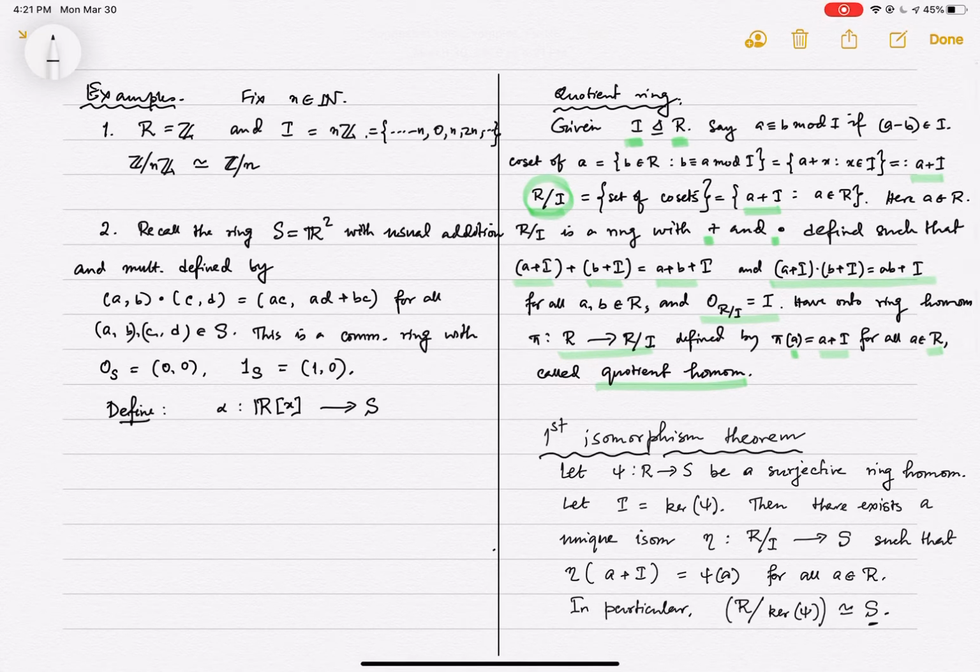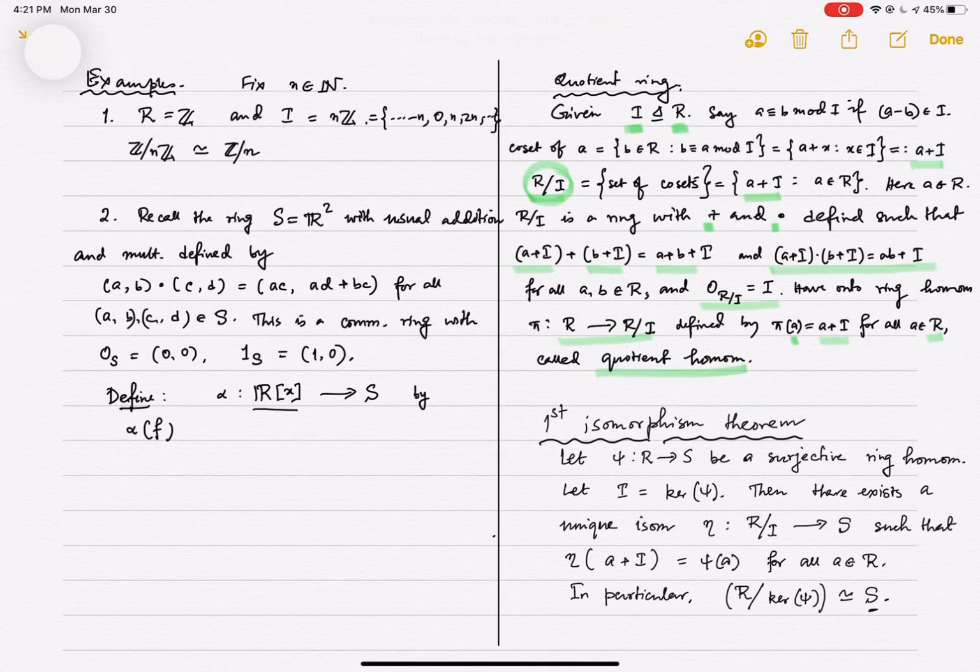So define a map right now from R[x] to S by alpha of f. An element of R[x] is a polynomial function, right? So if the input is f, then the output is going to be the value of the function at 0 and its derivative at 0. That's a pair of numbers, right? So for example, if you give me the function x cubed plus 2x minus 1, then the value of the function at 0 is minus 1, and its derivative is 3x squared plus 2, so the derivative at 0 is 2. Yeah, that's the map I'm looking at.